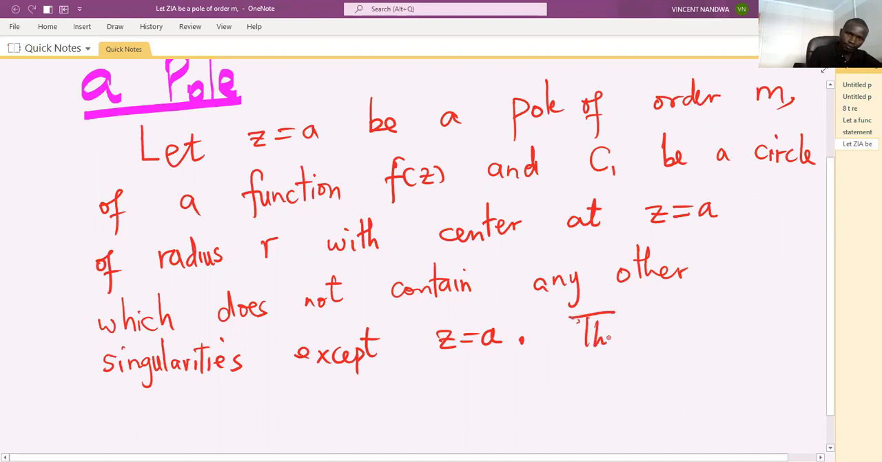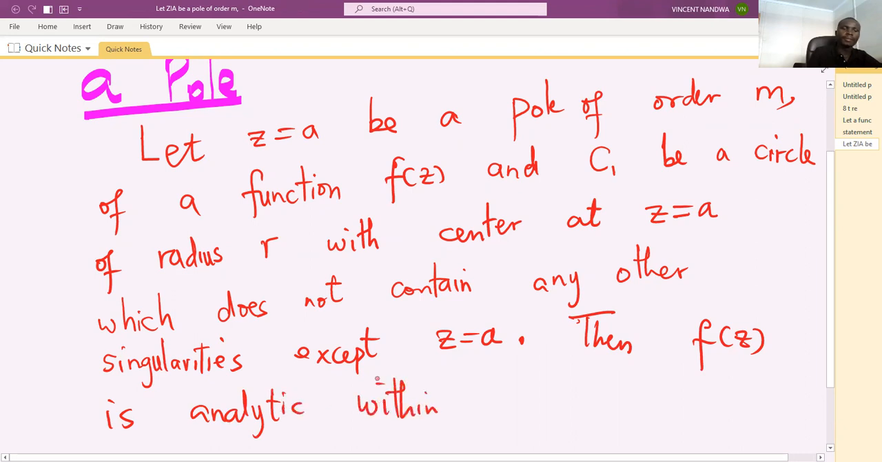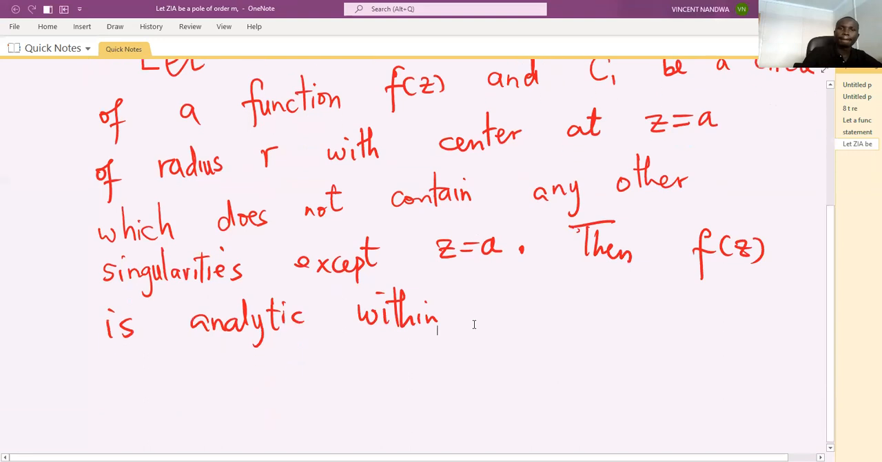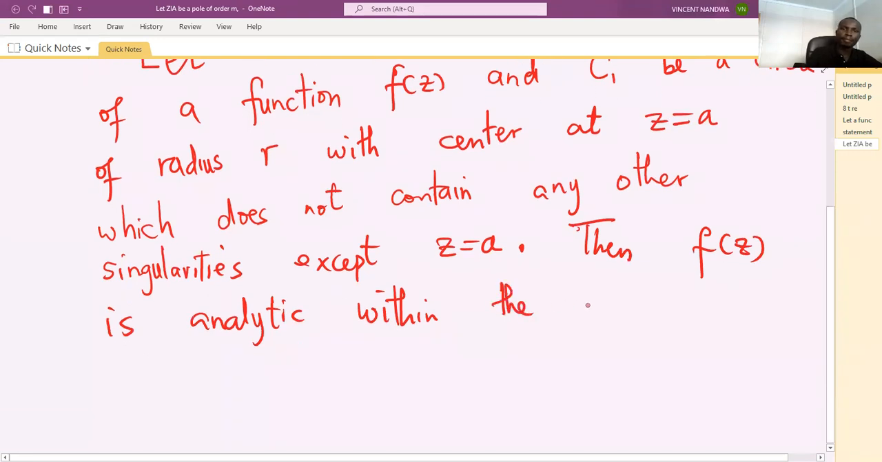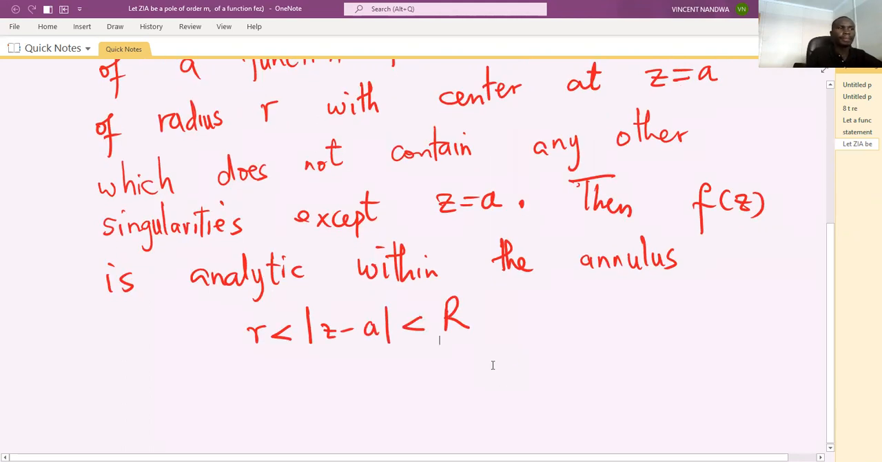Then f of z is analytic within this annulus, r less than |z minus a| less than capital R, and can be expanded within the annulus.